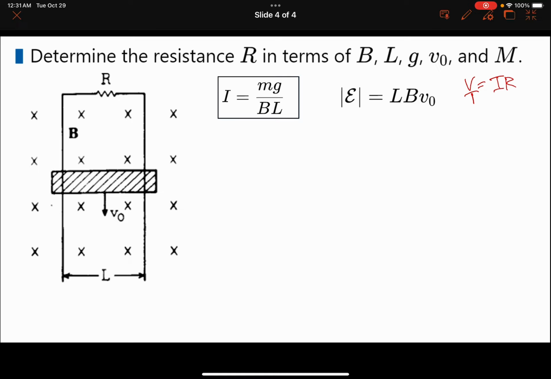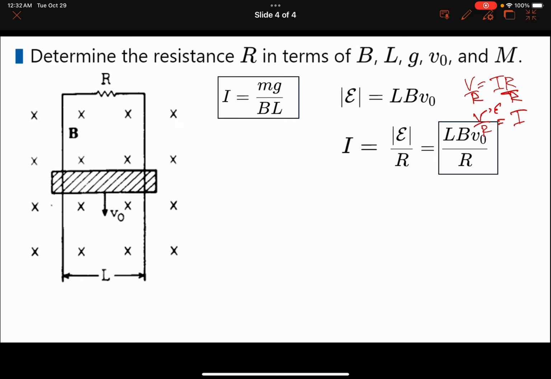So if I divide both sides by R in this equation, my V over R is going to be my I, right? Well, this V is the same thing as epsilon, right? That is the induced EMF in this scenario. So I can divide both sides by R, and what does that give us? That gives us the I. So this is another expression for I.